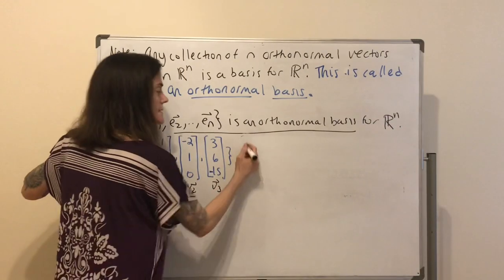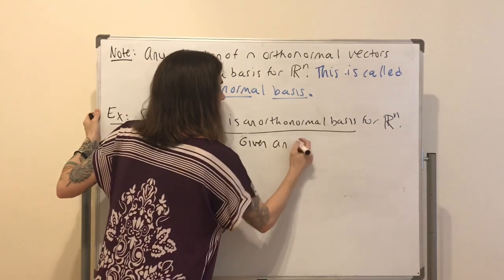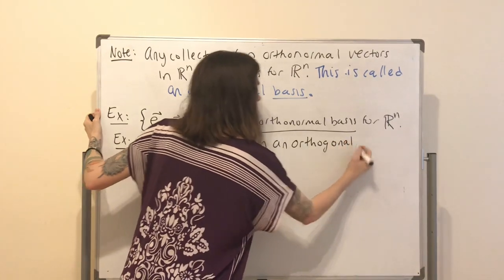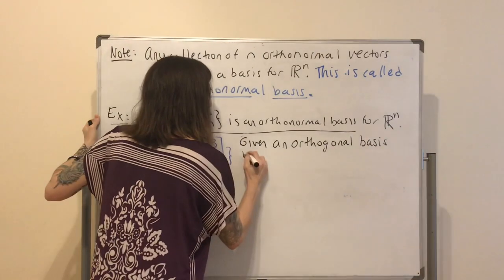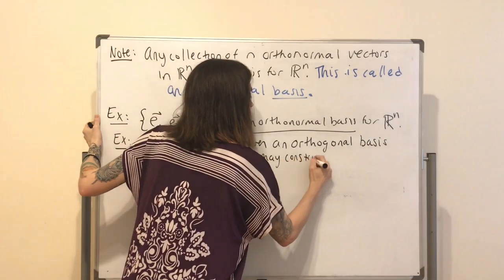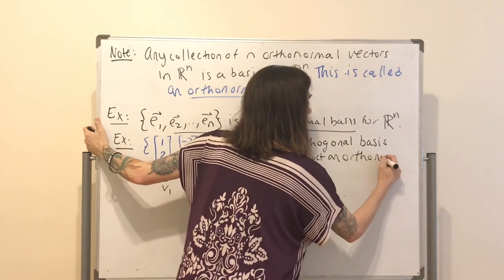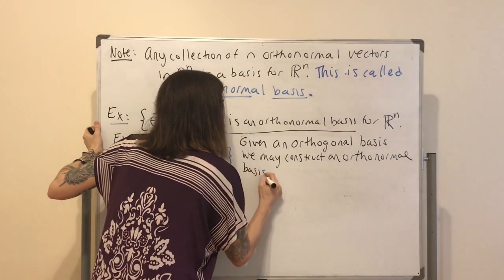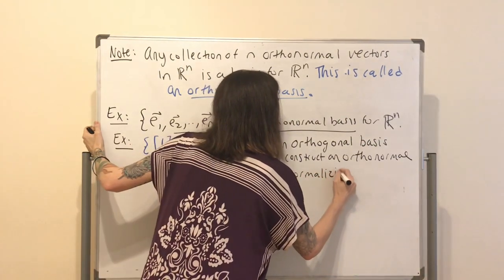Now let's do another example. So what is this example going to be about? Given an orthogonal basis, we may construct an orthonormal basis by normalizing each vector.